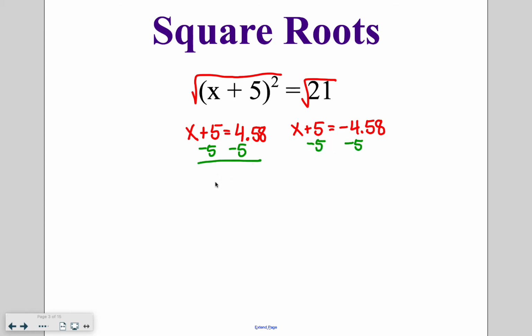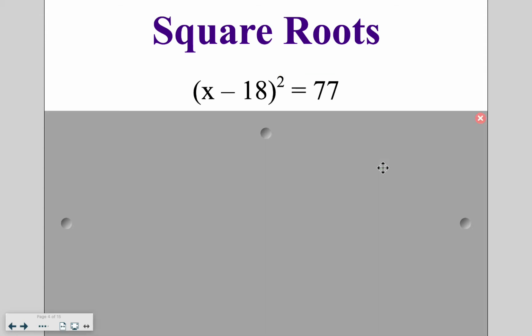And we end up then with our first answer: x is equal to negative 0.42. And our second answer is going to be x is equal to negative 9.58. So we have these two options when we solve by square roots. Go ahead and try this one on your own.